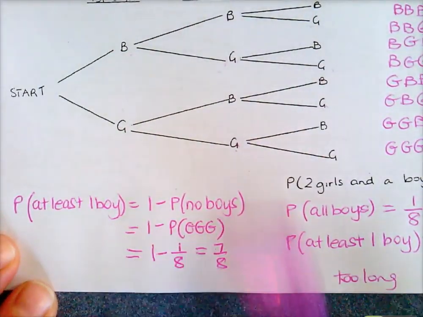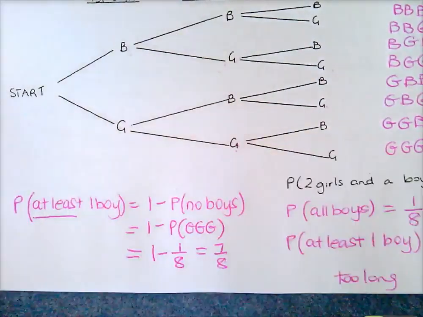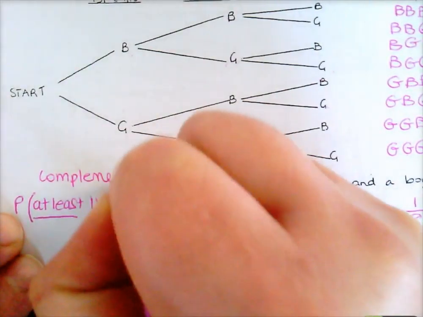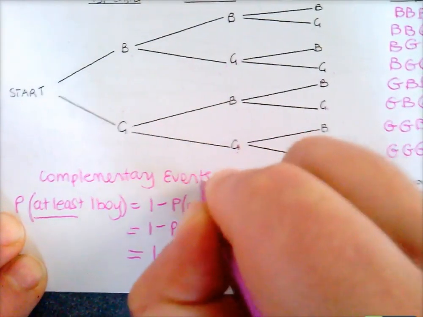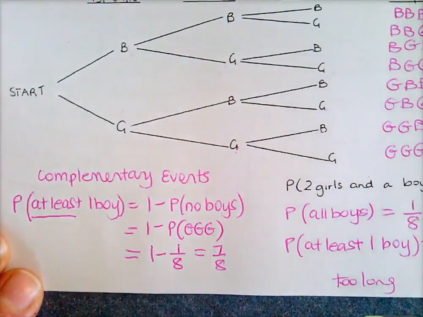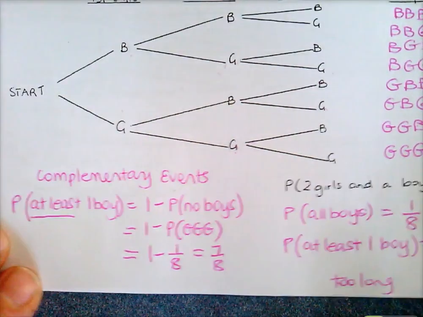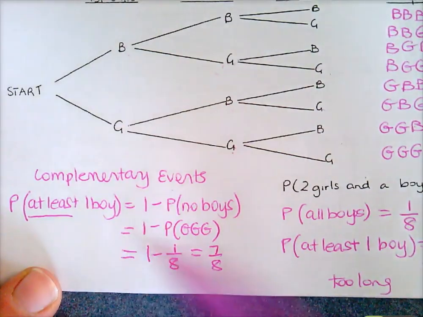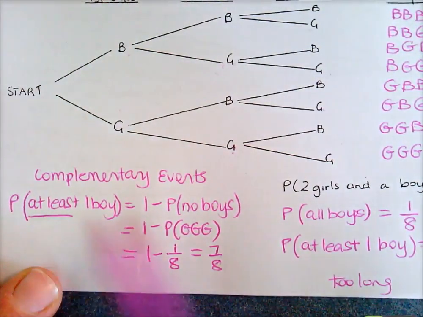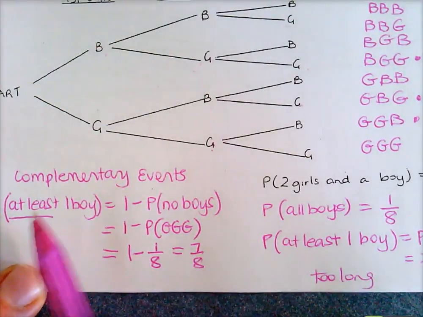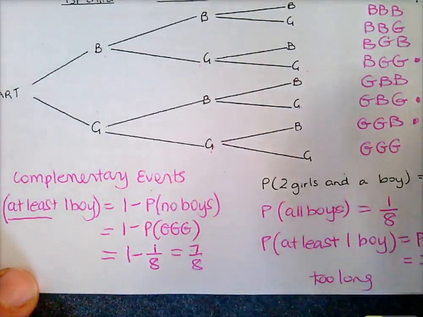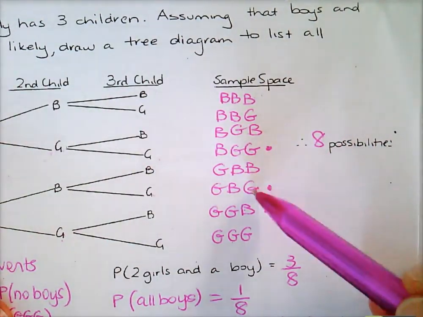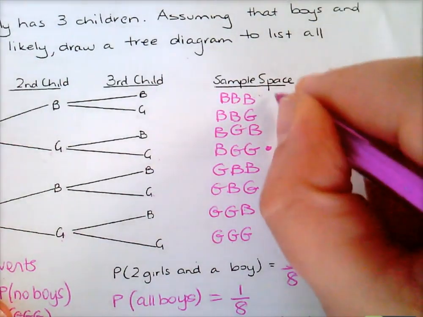Now, I know in this question you can just count them, but they will ask you this sort of question where you're really not going to want to count them, all right? It's going to be a lot harder than to count them. So that's where, when we were looking at the other sheet, this is the example of complementary events. Because all outcomes add up to one. So this is the example where at least it's one minus none, one minus no boys, because at least means one boy or two or three.